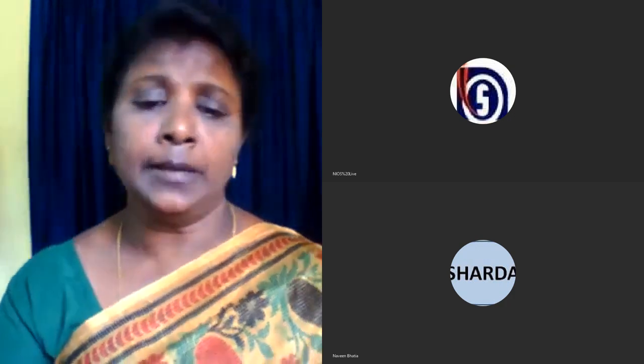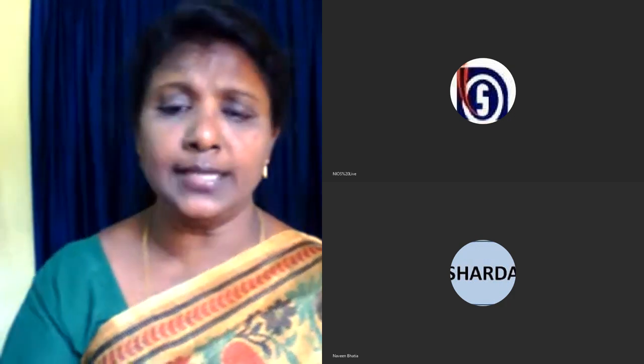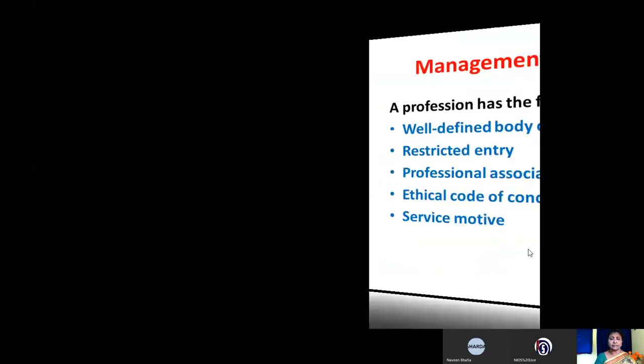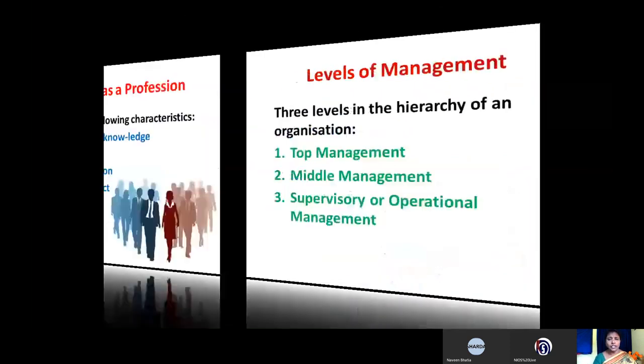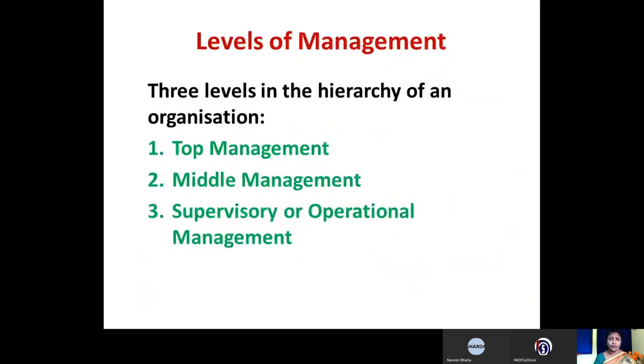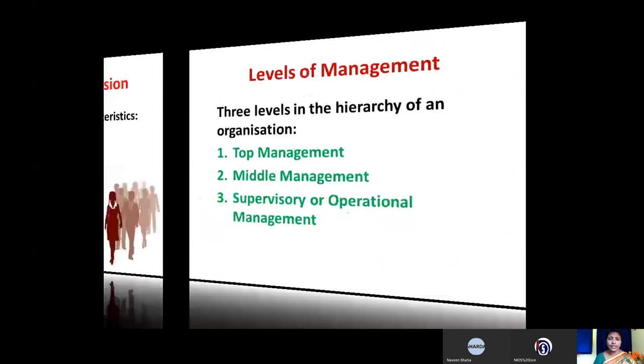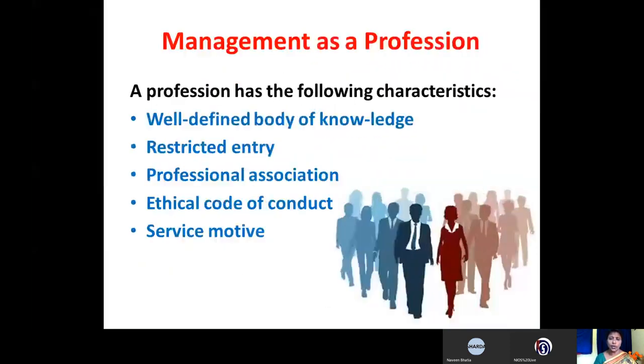Now, are these characteristics in management? Let us study briefly, students. Are these characteristics in management? Now, yes, management has a well-defined body of knowledge. But restricted entry is not there in management. Anyone can become a manager. Professional associations are available for management, but they are not binding upon people to get themselves registered. Ethical code of conduct is also not there, just like in other professions.